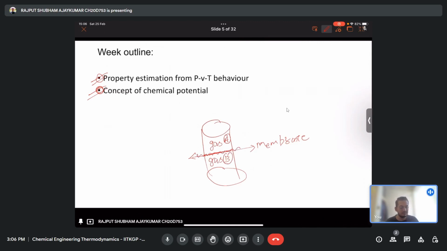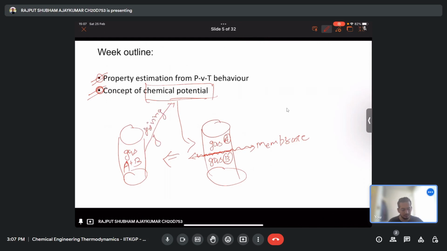What will happen if I remove this membrane is that the gas A and gas B molecules try to diffuse into each other until they reach what is known as the equilibrium value. This diffusion will happen according to a term known as the potential. So the driving force is the potential, the chemical potential of the species. Once I remove the membrane, the cylinder will have a uniform mixture of gas A plus B. So this is the simplest case of the chemical potential as the driving force, and it can be derived in thermodynamic terms, in terms of concepts related to chemical engineering.